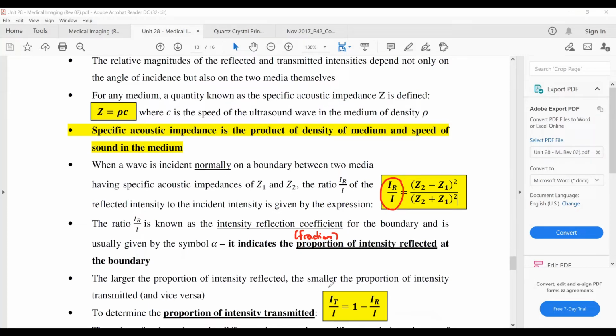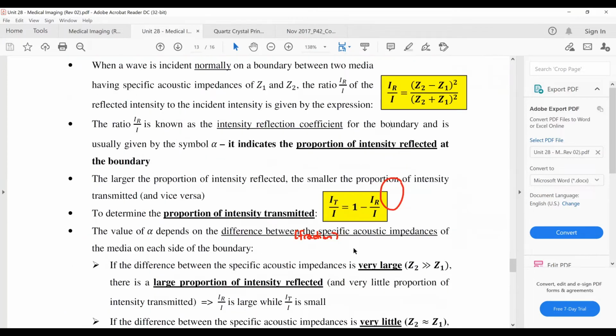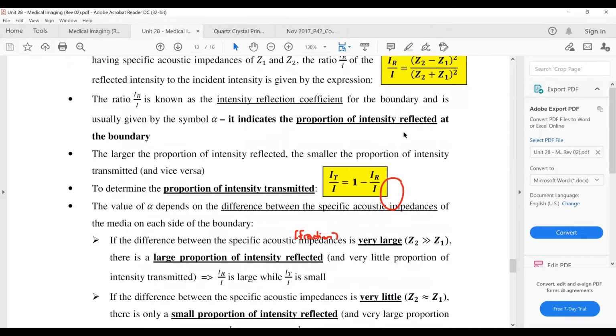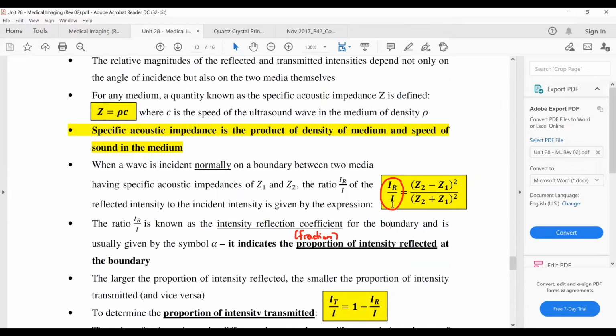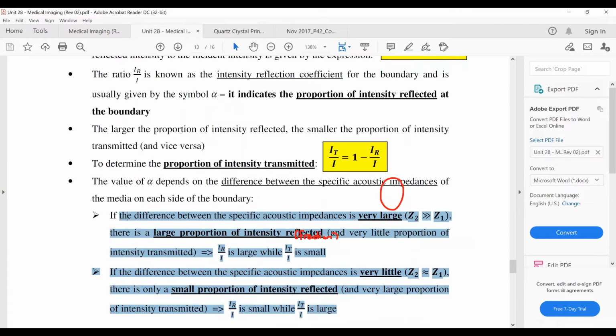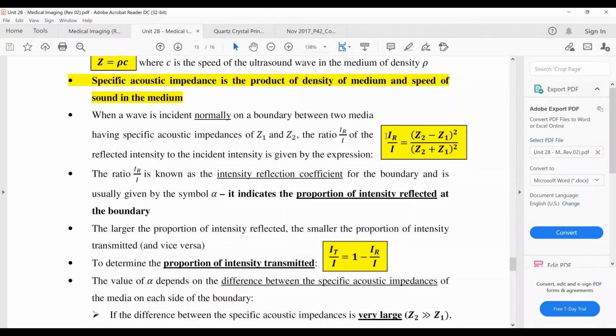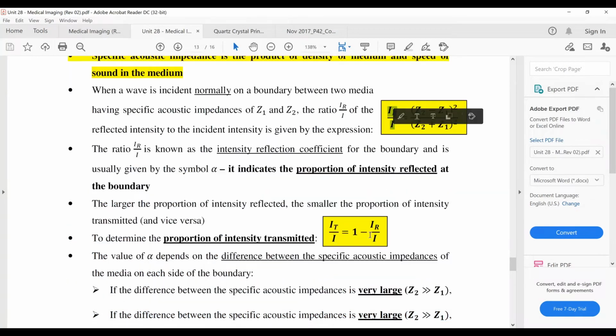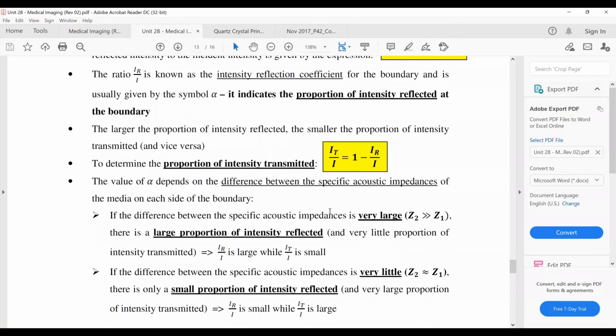Okay. So the thing here would be this. If I want to have very little intensity reflected, I want a small fraction of intensity reflected, what should be the relation between Z1 and Z2? Okay. Just like I mentioned to you, when you want to produce an image of your body structure, you want the intensity reflected to be as small as possible. You just need a reflection. You do not need a lot of it.